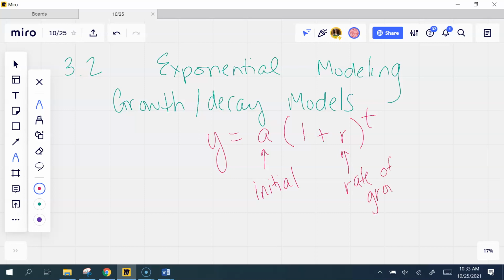of growth, right? As a decimal, that's exactly right. And that's important because if you put it in there not as a decimal, you'll get a huge number or something like that. And T is time, of course. And I'm not going to say that it's necessarily in years. Most of the time it is in years. But if I have something like a bacteria that's doubling every hour, my time would be in hours, or a half-life every 30 minutes. So my time would be in half-hour increments. So it just depends on what kind of units I'm using there.